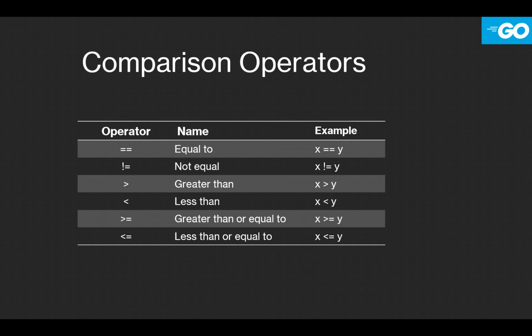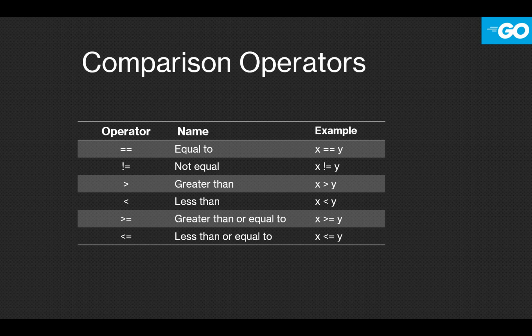Then next we have comparison operators. Comparison operators are basically used to compare two different values. So we have equal to, not equal to, greater than, less than, greater than equal to, and less than equal to. The result of the comparison operators is always either true or false. This is the only result that comparison operators can give us back. These are very useful in any programming language. Go supports all these comparison operators.